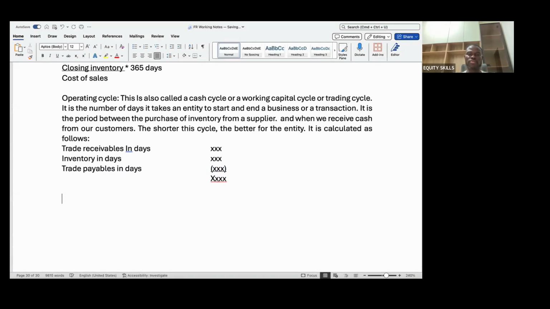And when an entity has an elongated operating cycle, it is an indication of something we call overtrading. When your operating cycle becomes too long, then we can say you're overtrading.